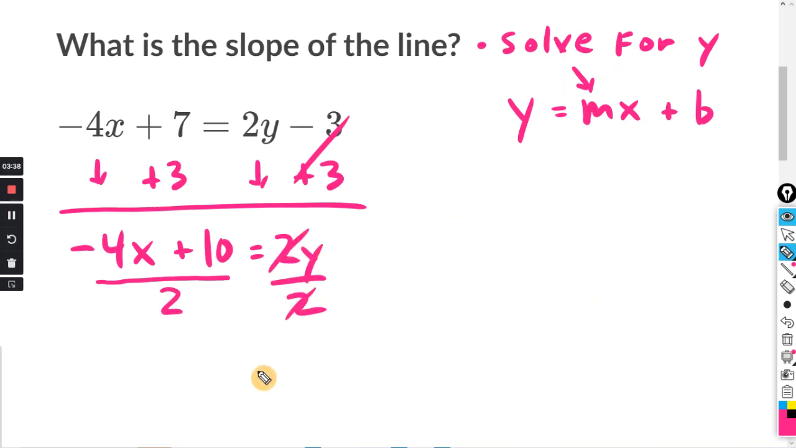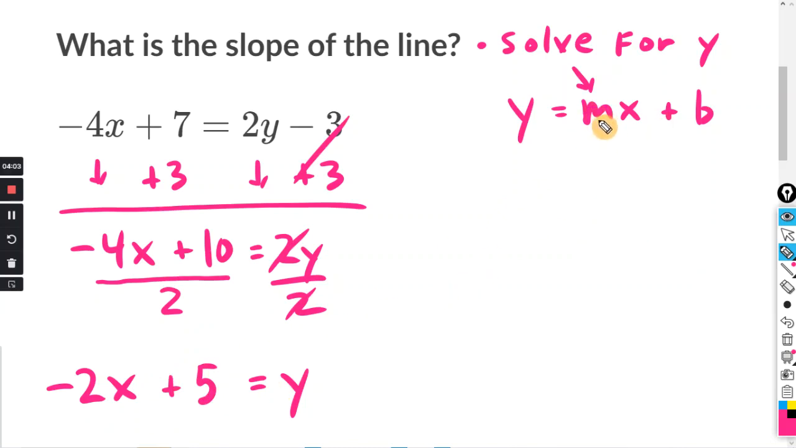And we basically have y equals. Now, remember what we said before. Each of these terms is divided by 2. So negative 4x divided by 2 is going to be negative 2x. And 10 divided by 2 is just positive 5. All right. So we have it in this form, y equals. We just wrote it backwards.